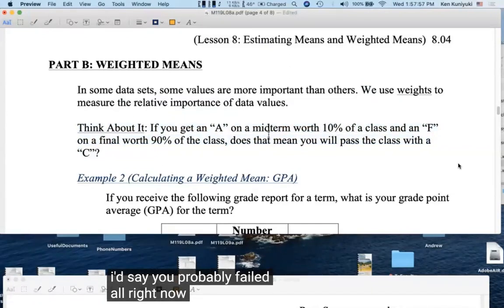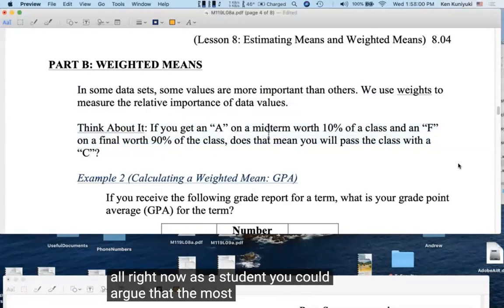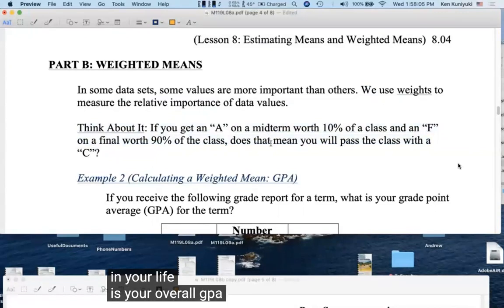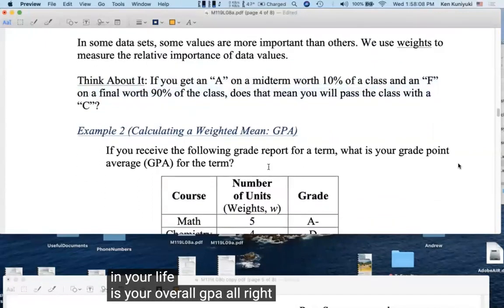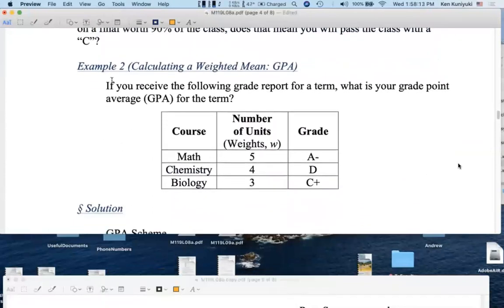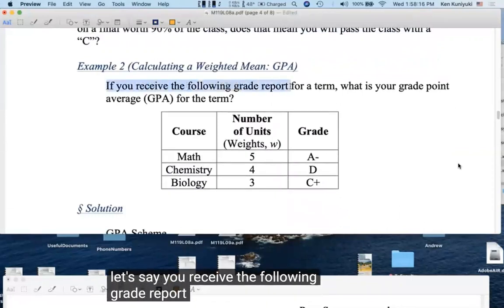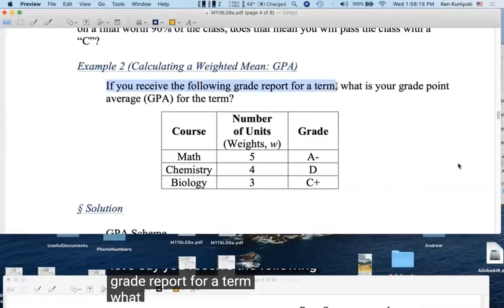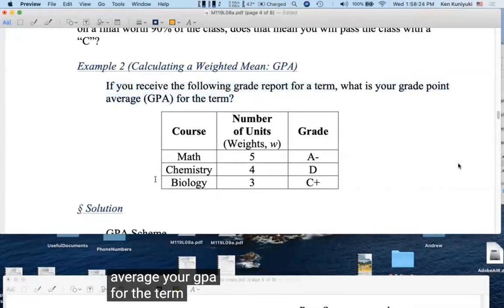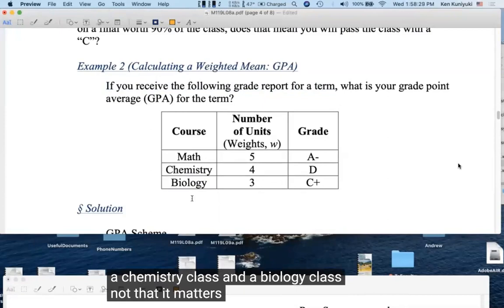All right. Now, as a student, you could argue that the most important weighted mean in your life is your overall GPA. For now, let's just look at the GPA for one term. Let's say you receive the following grade report for a term. What then would be your grade point average, your GPA for the term? Let's say that you took a math class, a chemistry class, and a biology class. Not that it matters statistically. That won't affect the computations here, but I just want things to refer to.